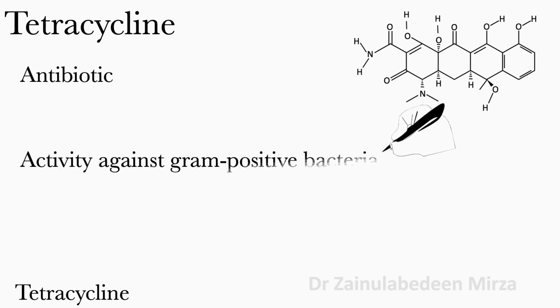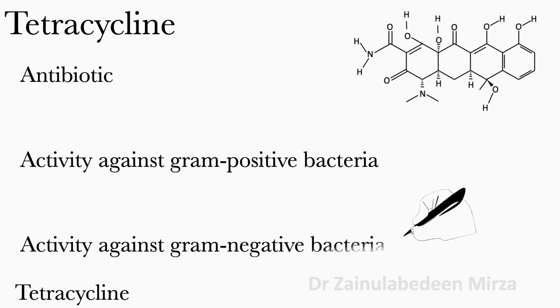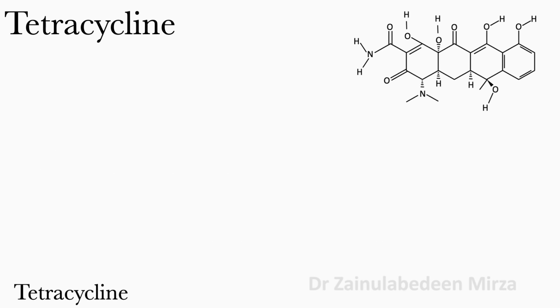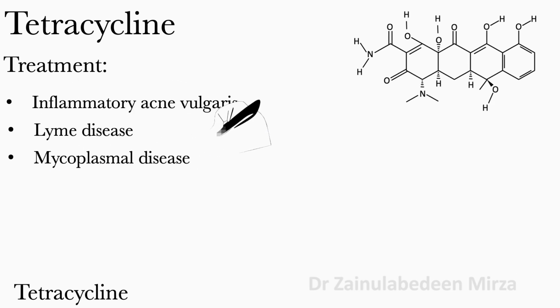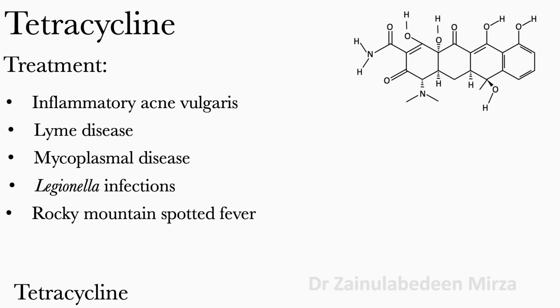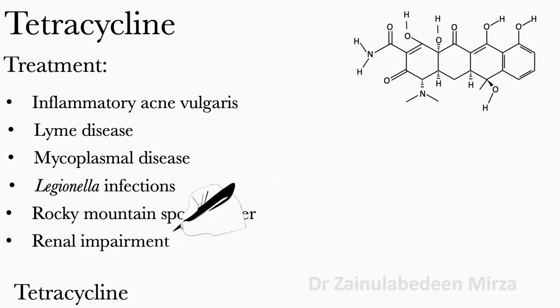Tetracycline has activities against gram-positive and gram-negative bacteria. Tetracycline is used to treat inflammatory acne vulgaris, Lyme disease, Mycoplasma disease, Legionella infections, Rocky Mountain spotted fever, renal impairment, and cholera.